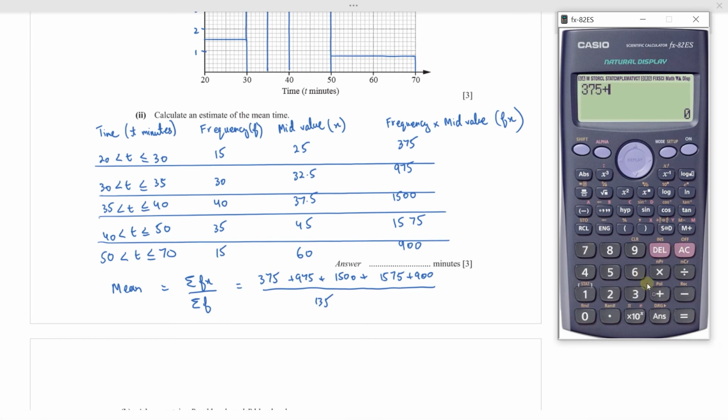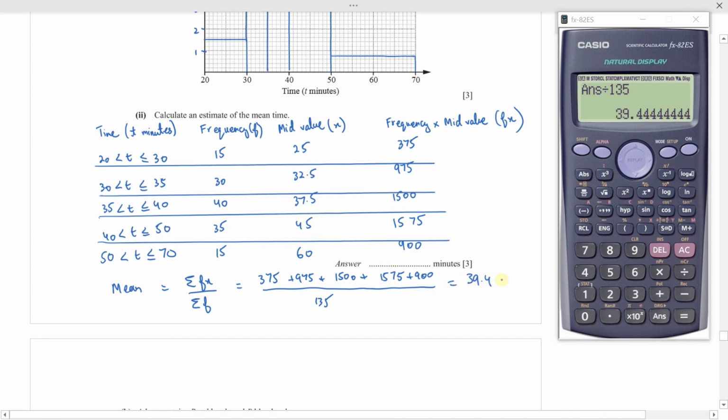So let's calculate this sum. 375 plus 975 plus 1500 plus 1575 plus 900. So this is 5325 divided by 135. So this is 39.4 up to three significant figures. So your answer here will be 39.4 minutes, your estimate of the mean time.